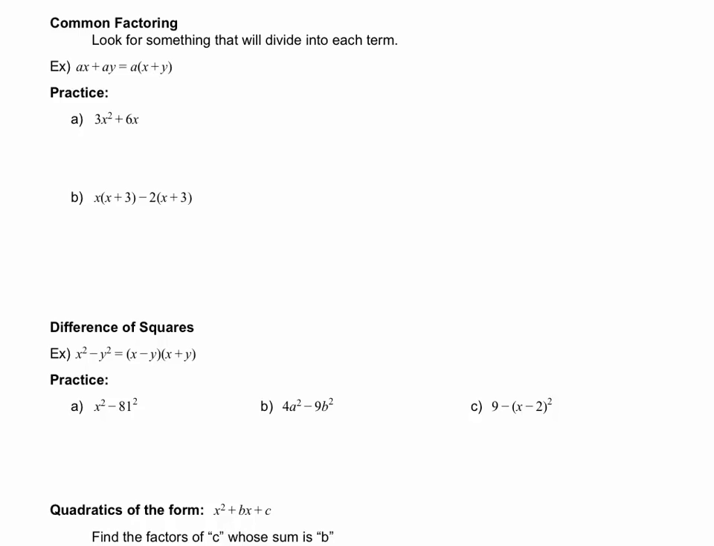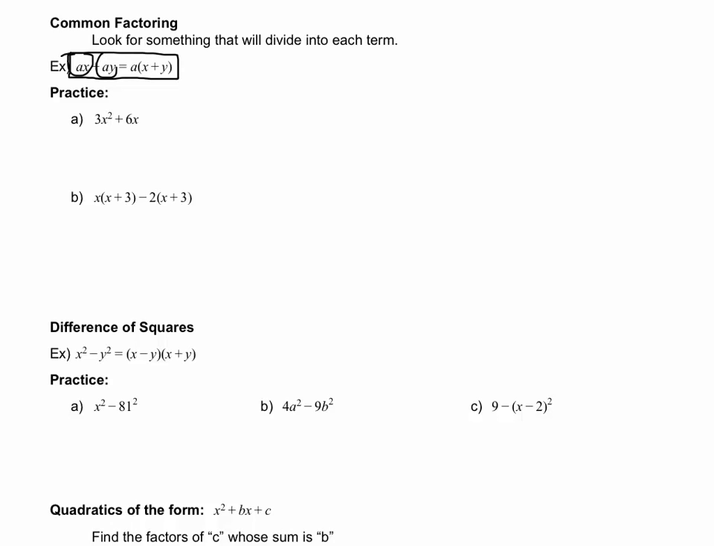In this video, we are going to review some of the basics of factoring. The first type of factoring we want to look at is common factoring. What you want to do here is look for something that will divide into each term. For example, the general equation ax plus ay has a common a in both terms. So we can factor out an a to get a times (x plus y).